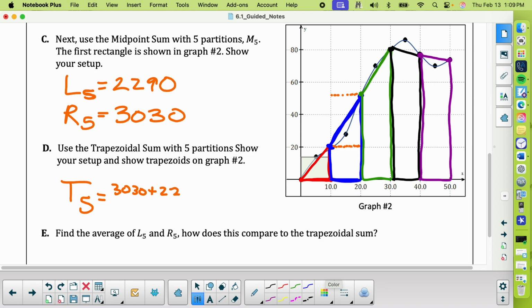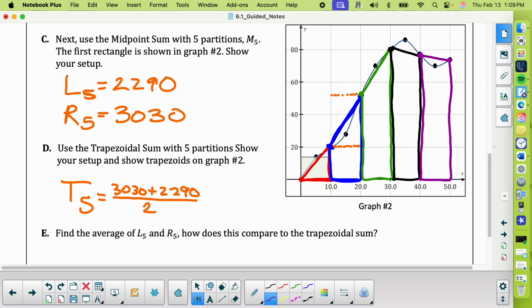Now, most of the time on the AP test, you're not going to get that choice. So most of the time on the AP test, if they ask you to find the area with trapezoids, it is going to be from a table. I mean, exactly like this. They're not going to have a picture. It's going to be from a table. And so you're actually going to have to do the trapezoid area formula.